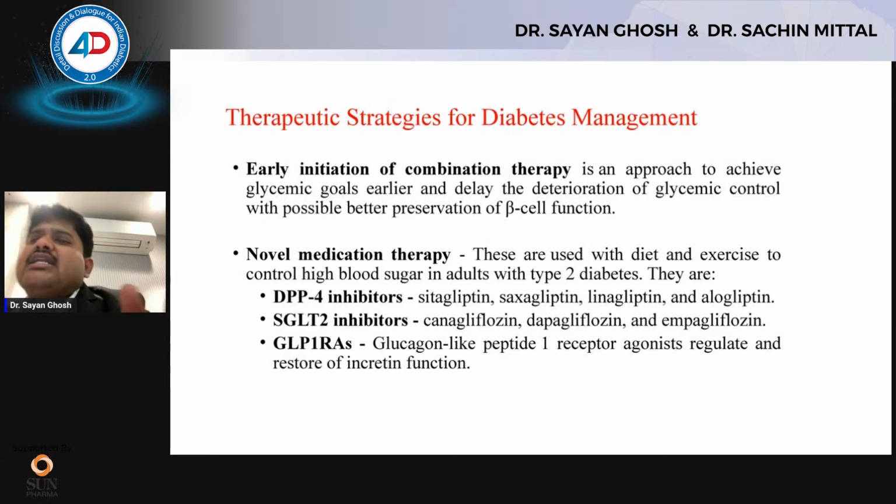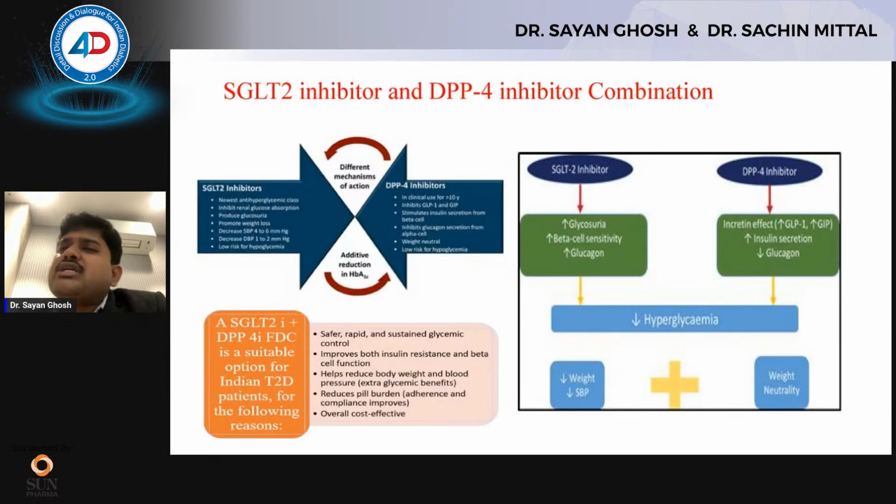Novel medications are there that we all know, that is DPP4 inhibitor, SGLT2 inhibitor, and GLP-1 receptor agonist. We can start metformin with any one of them, or we can start without metformin with combinations between these groups. So SGLT2 inhibitor and DPP4 inhibitor combinations. These combinations are very much beneficial because they address the multiple pathophysiology behind type 2 diabetes. SGLT2 inhibitor causes blood glucose loss through the urine, increases beta cell sensitivity, increases glucagon. DPP4 inhibitor causes incretin effect, increases insulin secretion and reduces glucagon.